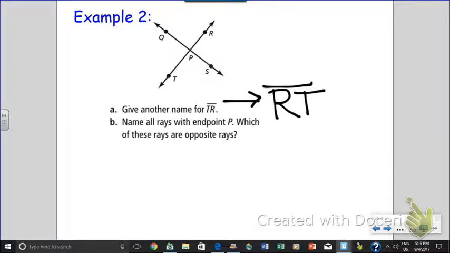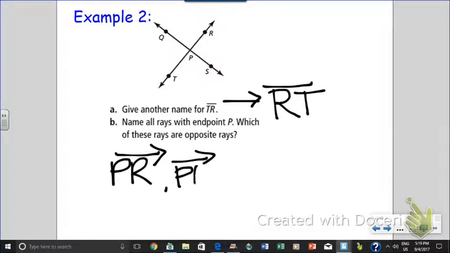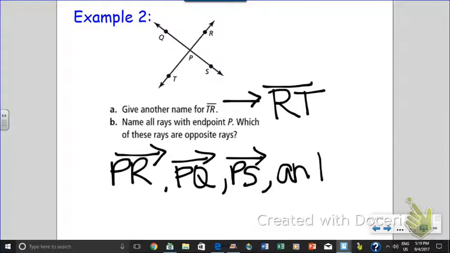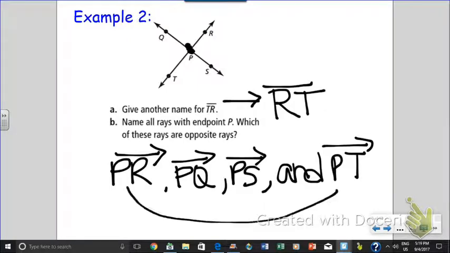All rays with endpoint P would be ray PR, ray PQ, PS, and ray PT. We'll put a point on P to make sure we know that it's a point there. Opposite rays would be PR and PT, and PQ and PS.